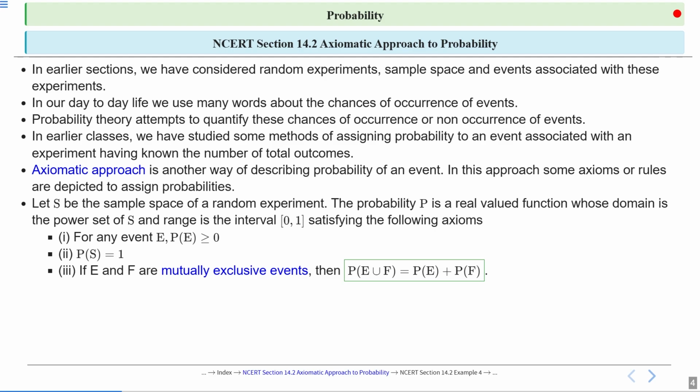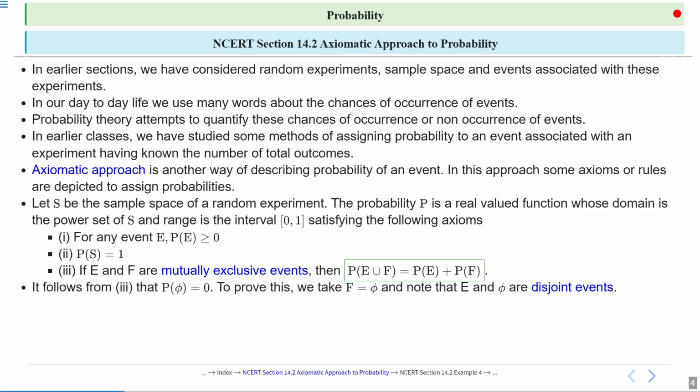First axiom, for any event E, P of E is greater than or equal to 0. Second axiom, probability of sample space S equals 1. And the third axiom, if E and F are mutually exclusive events, then P of E union F is equal to P of E plus P of F. Clear?